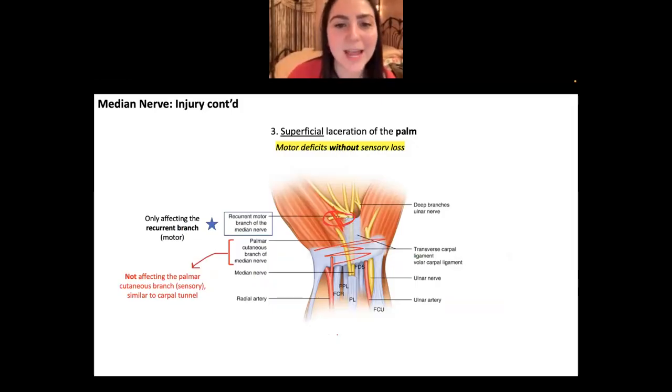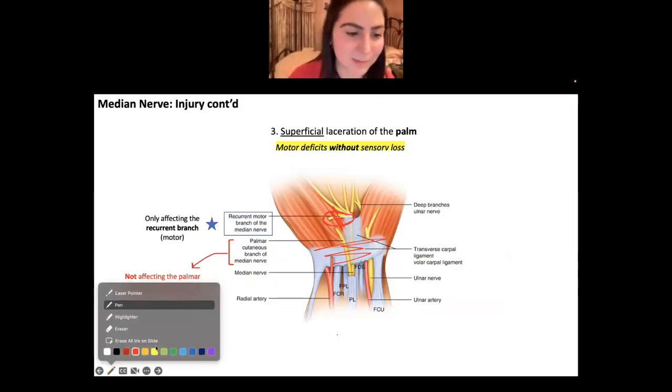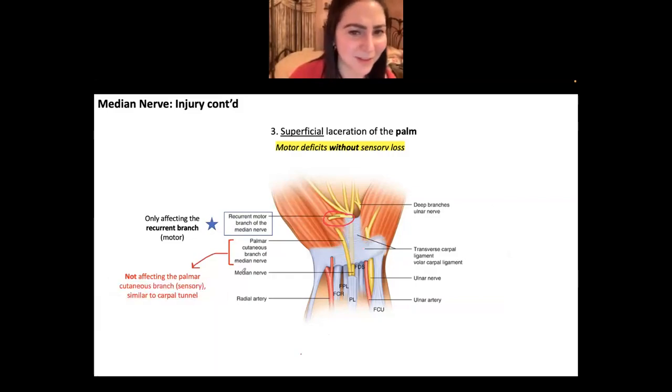I wanted to include it because there are all these different branches that come up in vignettes for the median nerve. And then here I put, it's similar to carpal tunnel in the way that you're not really touching this palmar cutaneous branch. Like I said, I don't understand how when you slice open your hand, you're not getting this branch. It looks like it's right next to it. But in terms of vignettes, a lot of the times they just expect you to know you're only going to hit this recurrent branch.